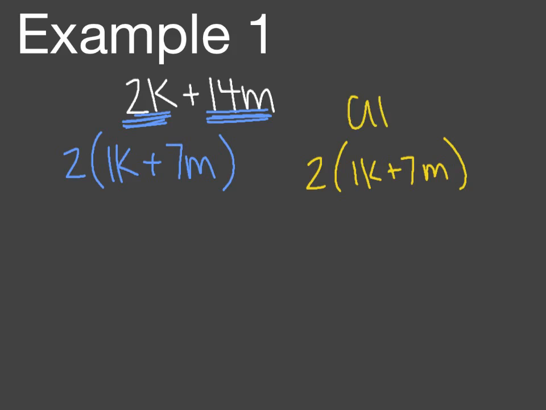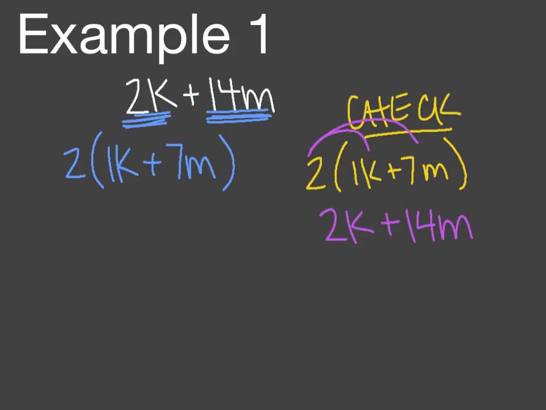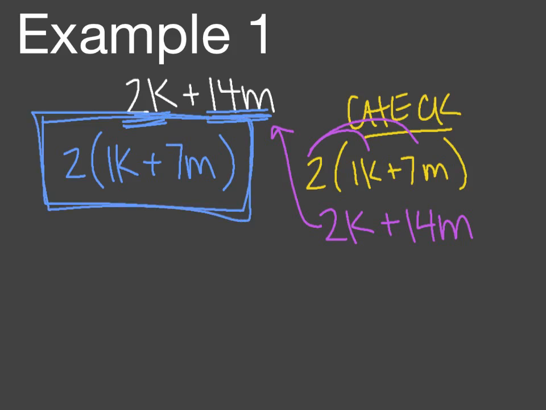again, if I'm going to check my work, I would have to use my multiplication skills, or my distributive property. So if I take 2 times 1k, that would give me 2k, and 2 times 7m would give me plus 14m, which was the original problem. And that's how I know that my answer is correct. So again, this would be the final answer that we're looking for.